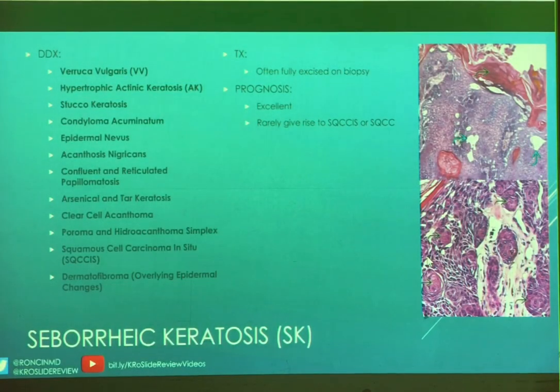Differential, as you can see, it's huge. But the main point with these is you would expect to see the pseudohorn cysts and not really atypia that would push you into an AK, or, sorry, actinic keratosis.